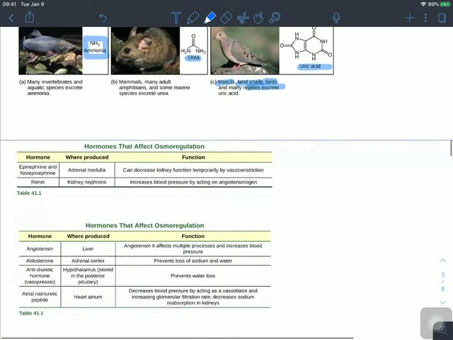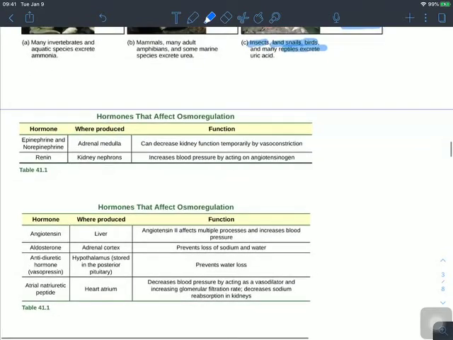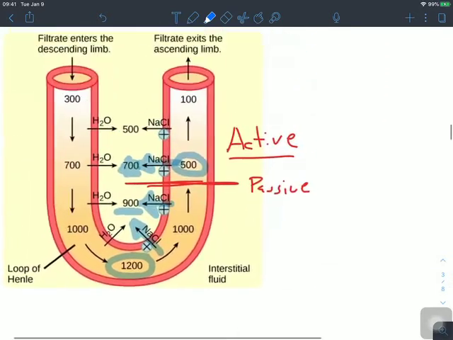And then lastly, I just want to remind you that there are certain hormones that will play a role with our kidneys. In the past, we've talked about ADH, or antidiuretic hormone, and aldosterone. So please keep those in mind. But hopefully this gives you a good idea of the complexity and beauty that is involved in kidney function.